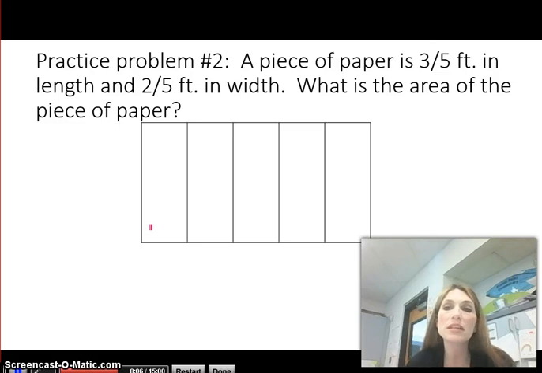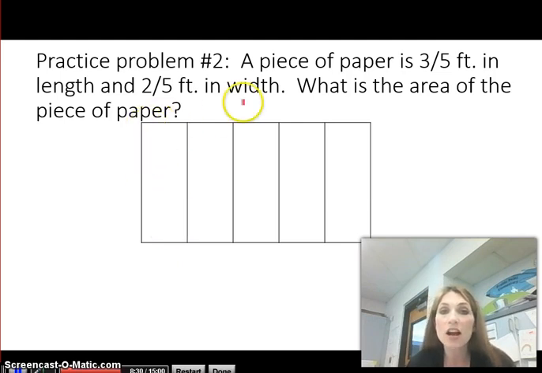Practice problem 2, a piece of paper is 3/5 feet in length and 2/5 feet in width. What is the area of the piece of paper? Make sure you pause now, try this one on your own, try solving it with the standard algorithm, and then showing your model. Do whichever one first makes the most sense to you, and then press play whenever you're ready to check your work with me.